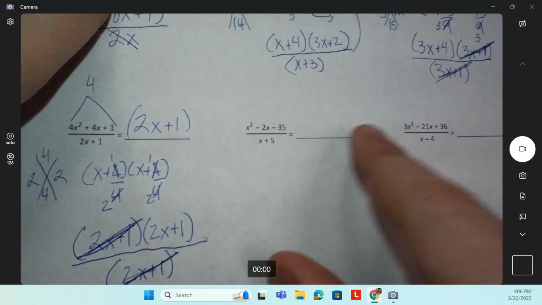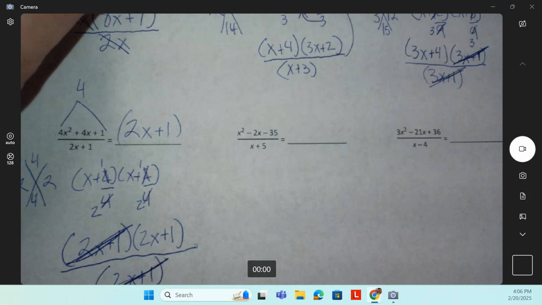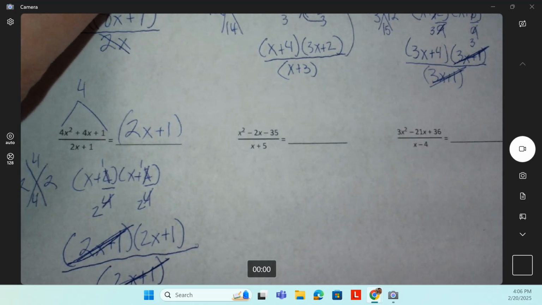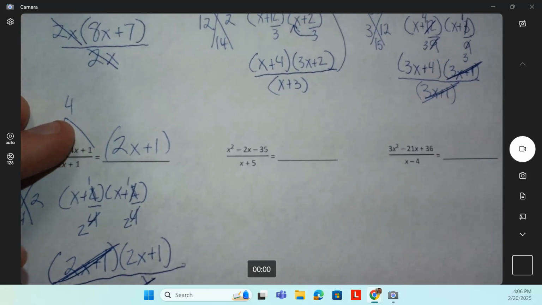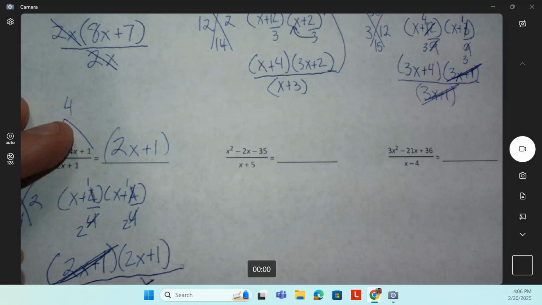So you can try the other two on your own. Again, the main thing is, can you factor them accurately? If you can factor them accurately, then there's a good chance you are going to be able to solve that and get your answer.